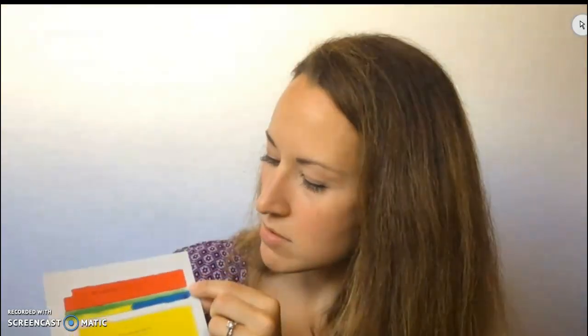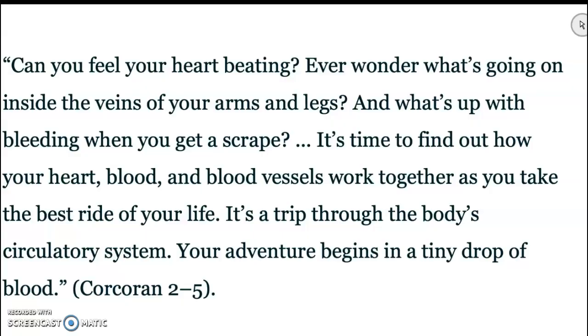The red part is the hook, okay? That's what we say when we're trying to get people interested. That's our first sentence, maybe a couple sentences. We are trying to hook people in, okay? That part is red. Then the green is our focus statement. That's where we tell our main idea, okay? Do you see a hook and a focus statement in this introduction?